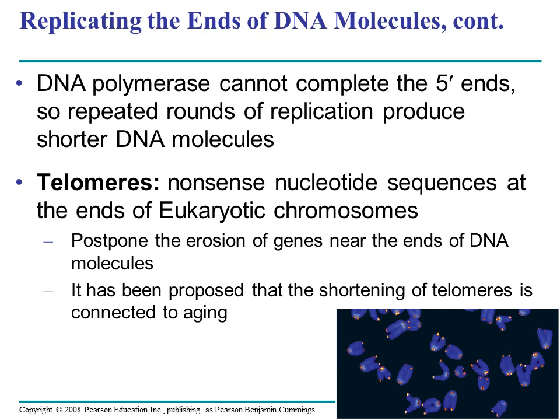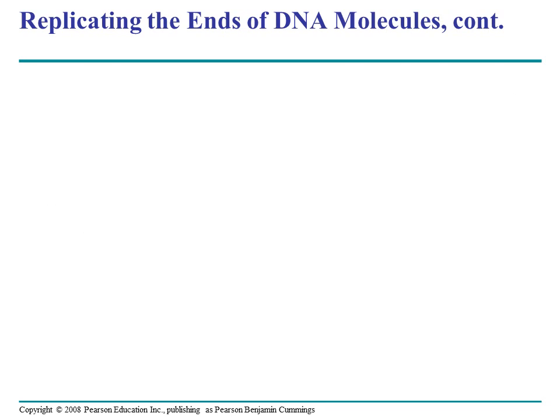So telomeres, these sections of junk DNA that you can see are highlighted in this image, are there to prevent the actual genes from getting shortened. Now, eventually you run out of telomeres, right? You've used up all of your junk DNA.